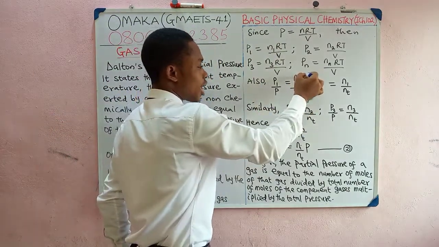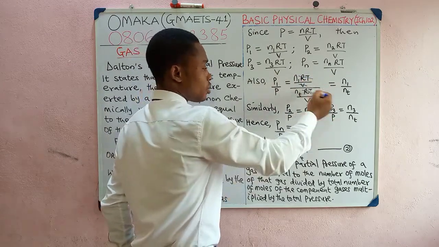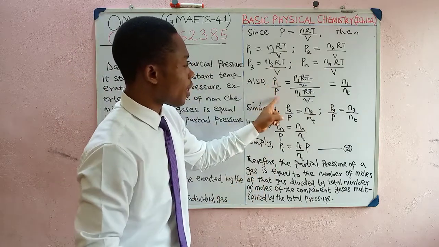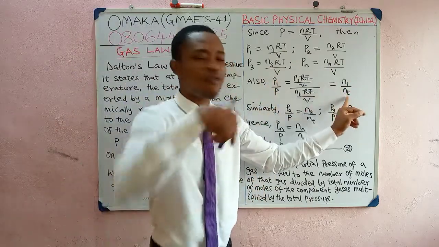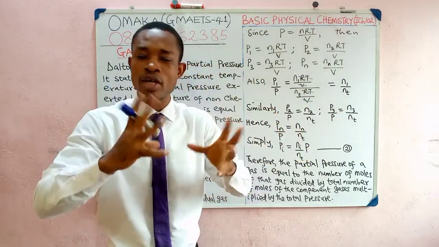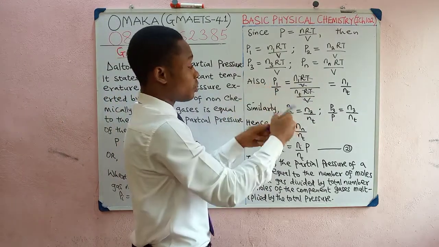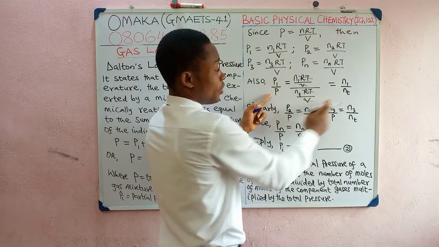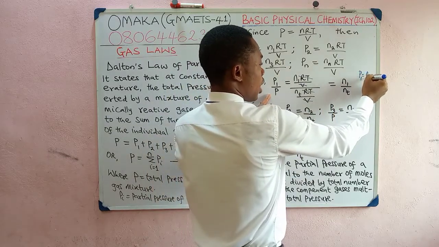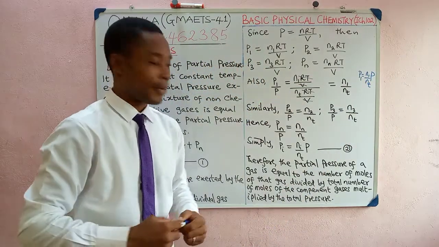Did you notice that since RT over V is the same, it means they will cancel out from this equation. Are you seeing that right? Therefore, P1 over P will now become equal to n1 over nT, that is, number of moles of gas 1 divided by the total number of moles. Watch this please. If you make P1 the subject of the formula, from P1 over P equal to n1 over nT, of course you agree with me that P1 equals n1 over nT times total pressure, because you're going to cross multiply.